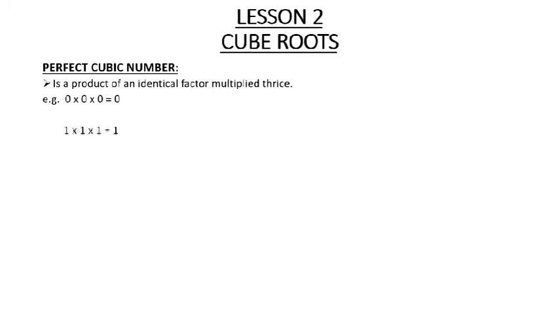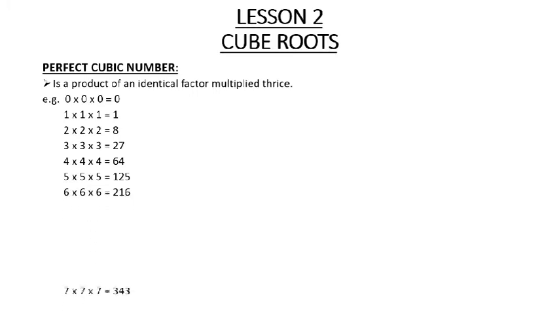1 times 1 times 1 is giving us 1. 2 times 2 times 2 is giving us 8. 3 times 3 times 3 is giving us 27. 4 times 4 times 4 is giving us 64. 5 times 5 times 5 is giving us 125. 6 times 6 times 6 is giving us 216.